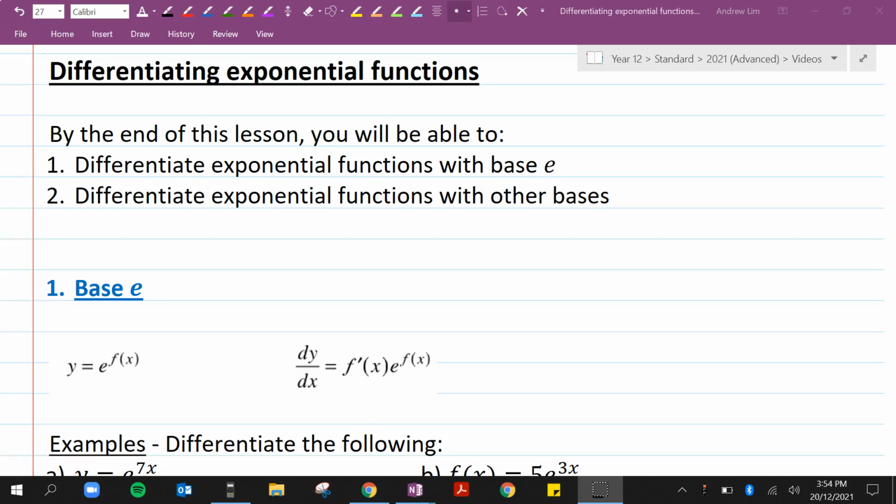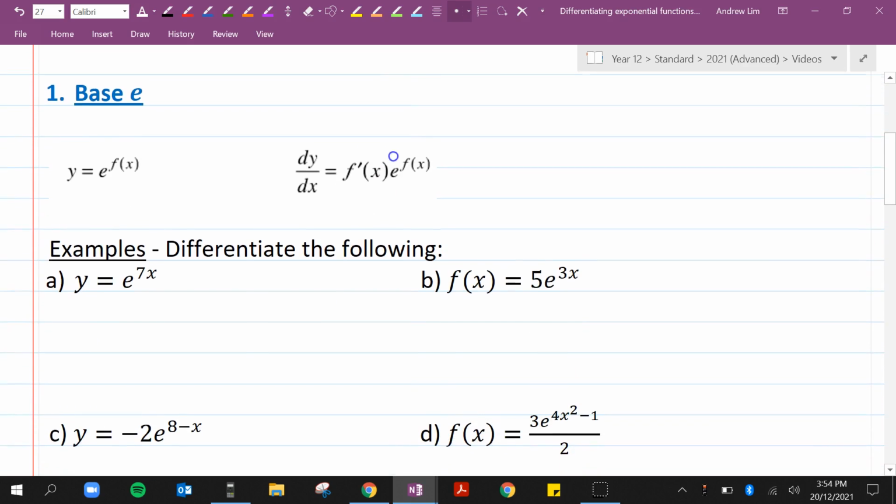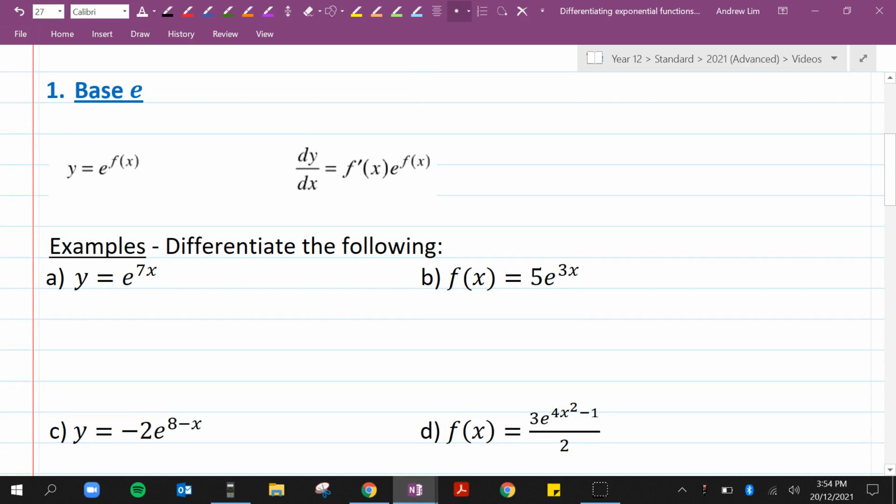It's your teacher, Mr. Lim here, and in this video we're going to be looking at differentiating exponential functions. By the end of this lesson, you'll be able to differentiate exponential functions with base e and differentiate exponential functions with other bases. This is for the Year 12 Mathematics Advanced course. Let's have a look at the first part of this lesson, base e.